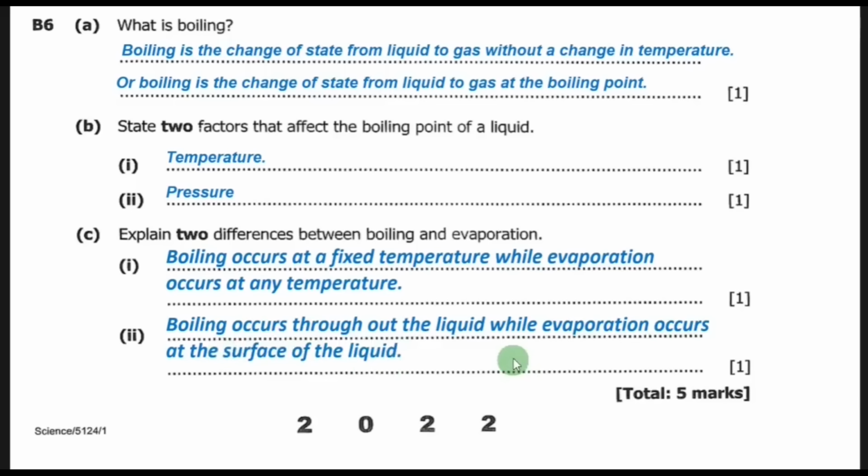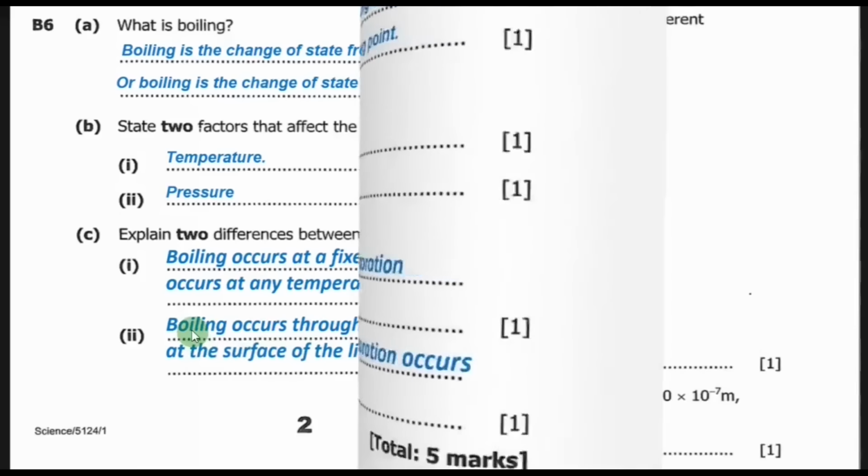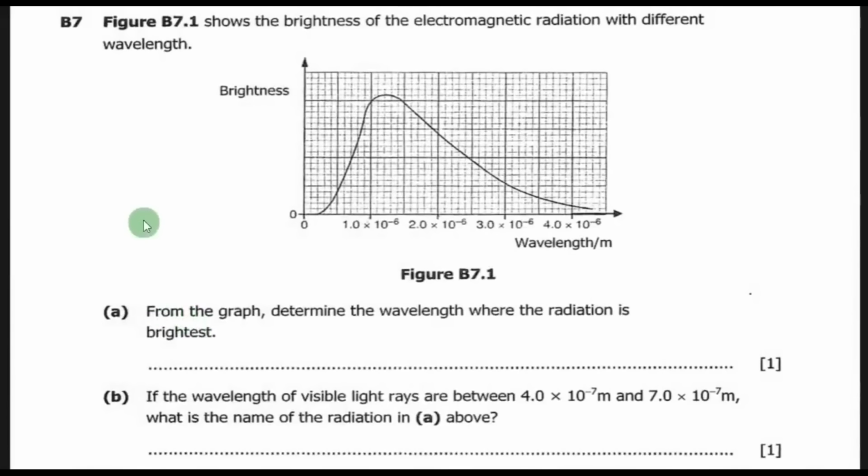So you see at the surface just some particles escaping after acquiring some more kinetic energy. All right, so let's go to B7. B7 reads: Figure B7.1 shows the brightness of the electromagnetic radiation with different wavelengths.